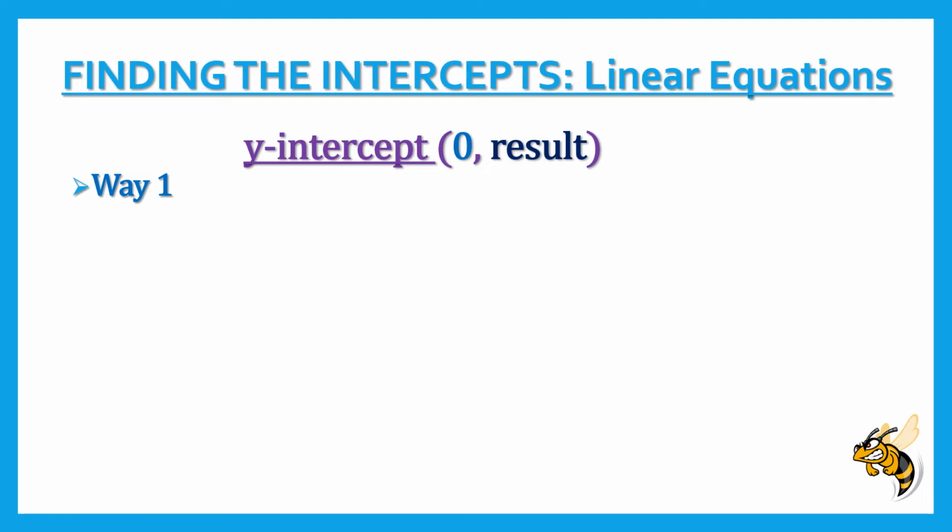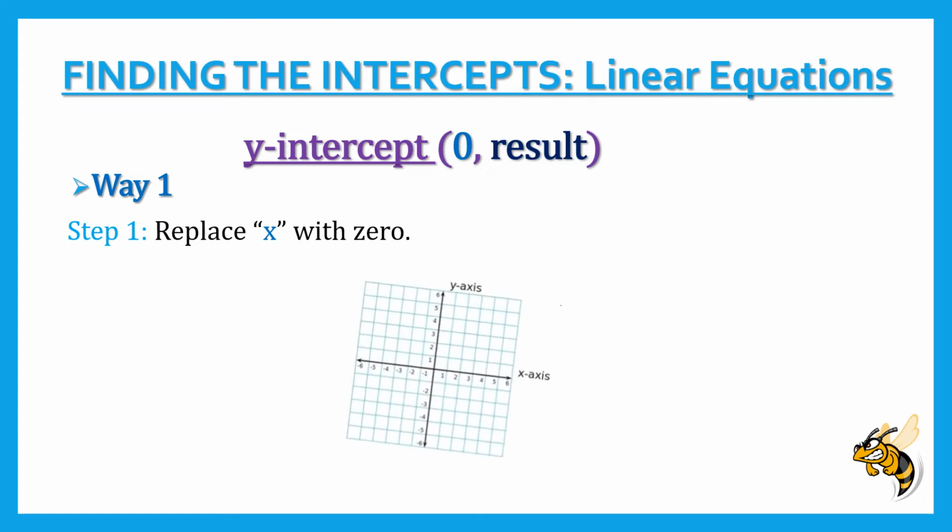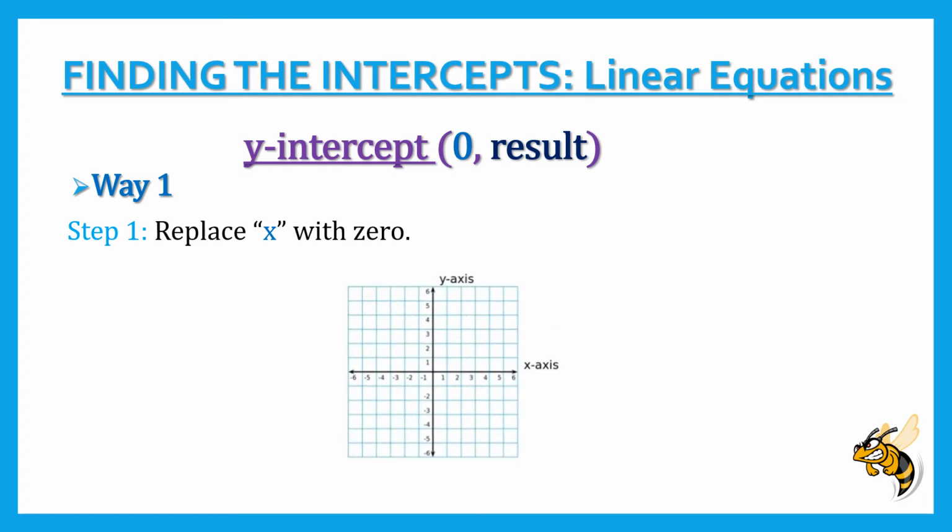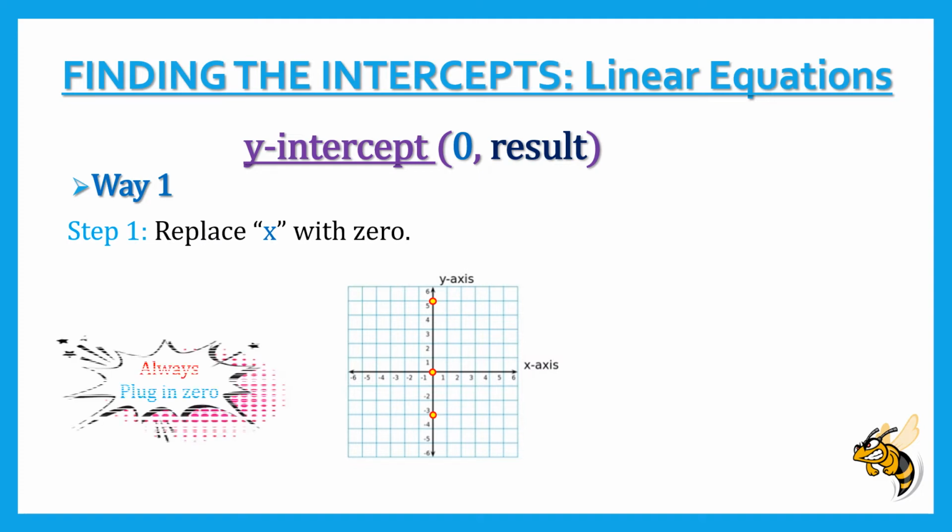Now let's focus on finding the y-intercept. The first step is to replace x with 0. If you take a good look at the graph grid, no matter where you touch the y-axis, the value for x will always be 0. And that allows me to replace the value of x with 0. And then we solve for y.